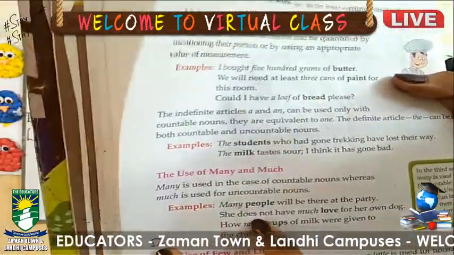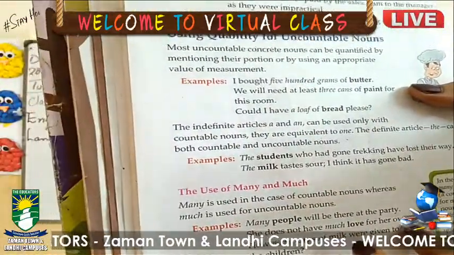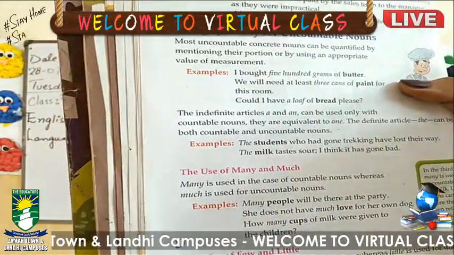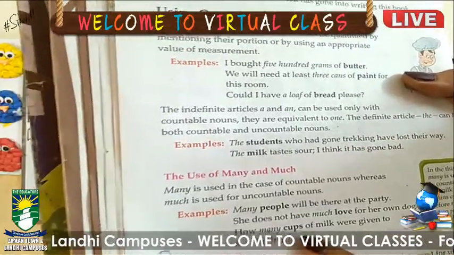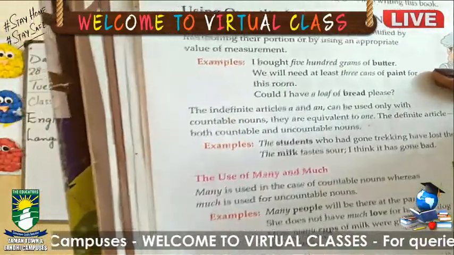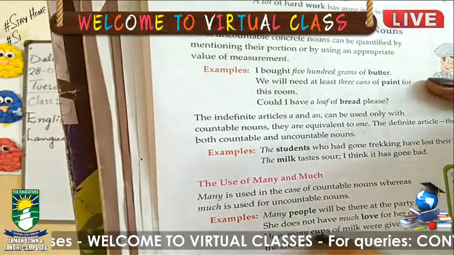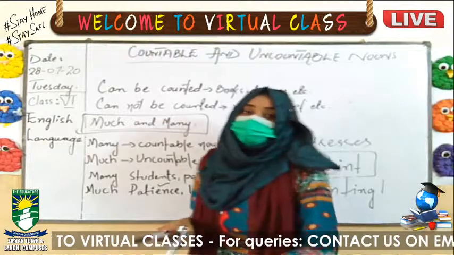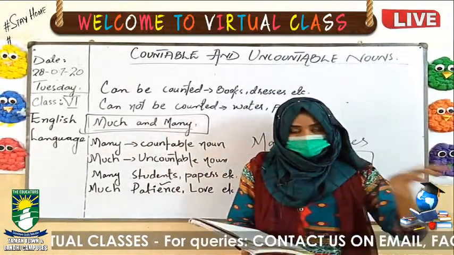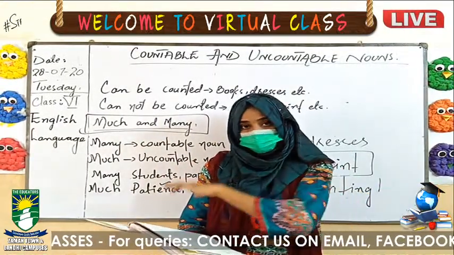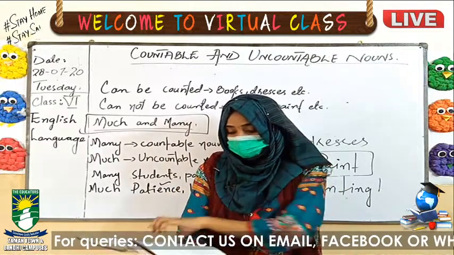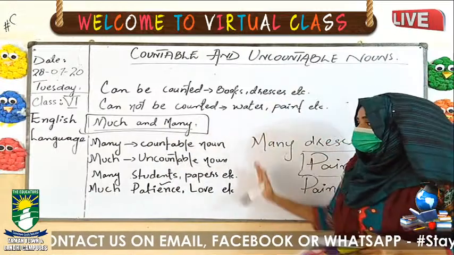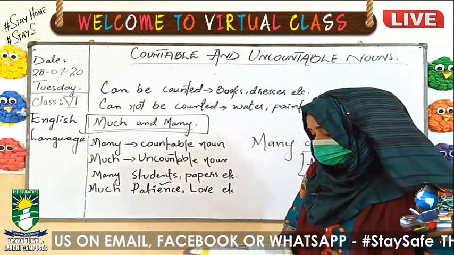Okay. She does not have much love for her own dog. Why they have used much here? Because love is uncountable. How many cups of milk were given to the children? Here they have used many because cups are countable. Basically, that was the difference between the much and many, that from which we can use the much and many. Okay. Now, I hope that it will be easy for you with the working.